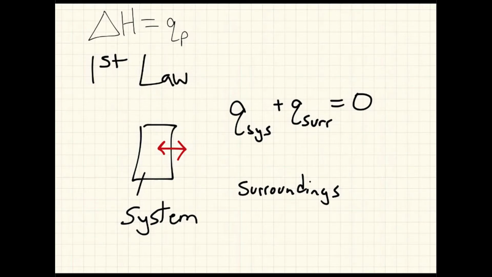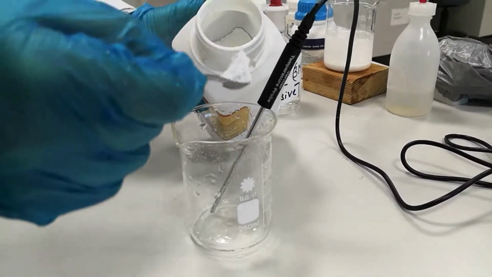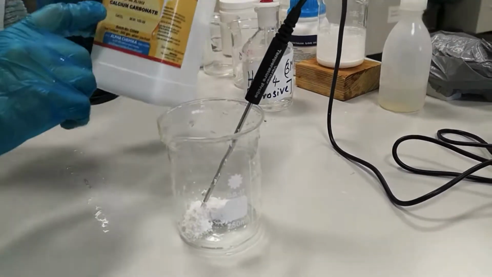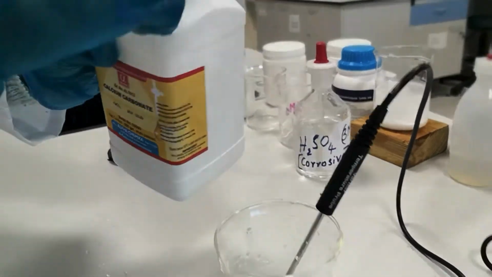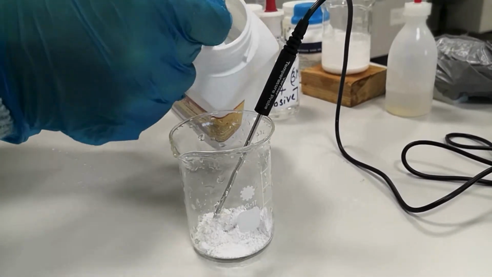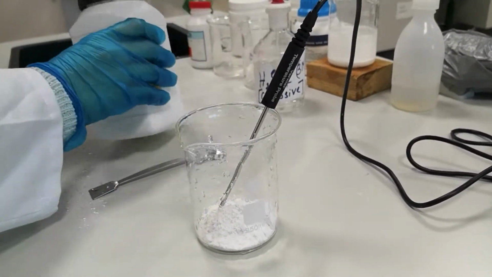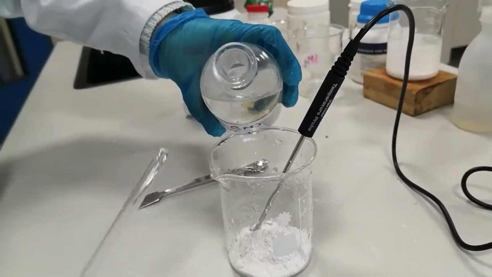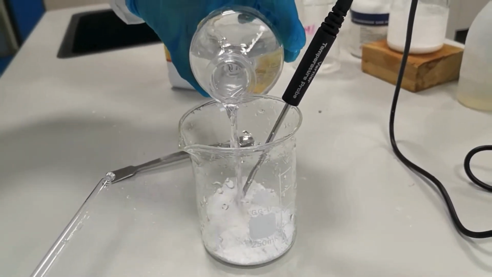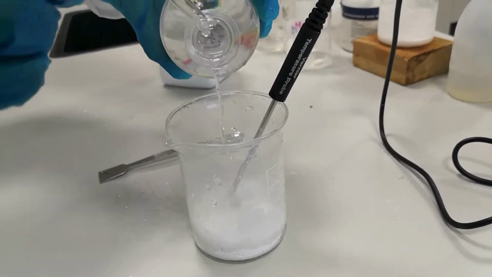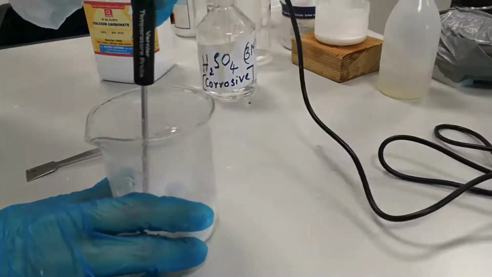And it's critically important for us to understand the direction of heat flow. So let's think about that just a little bit. What you're looking at now is a reaction about to be performed. And in this case, specifically, it's calcium carbonate and sulfuric acid. And when we mix these two compounds together, you'll see that a lot of heat is given off. The temperature of the system increases rather dramatically.